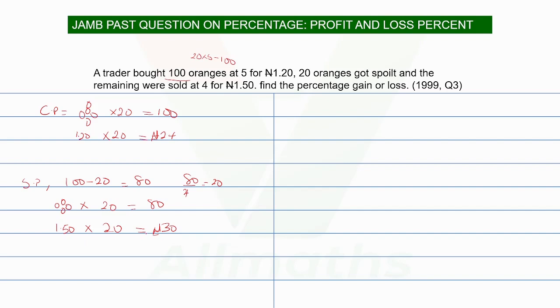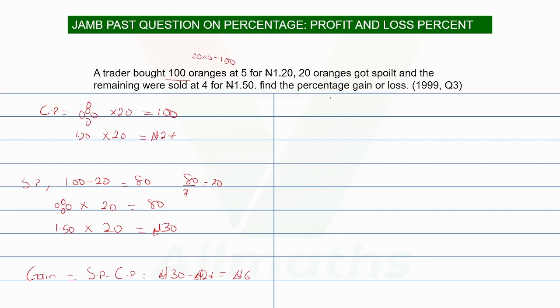30 naira. So we have realized that obviously this person made a gain, right? Because her selling price is more than her cost price. So she actually made a gain, and that gain is what? Selling price minus cost price, which is actually 30 minus 24 naira. And that's a gain of 6 naira.